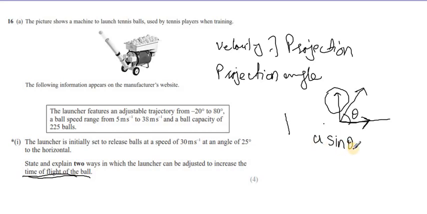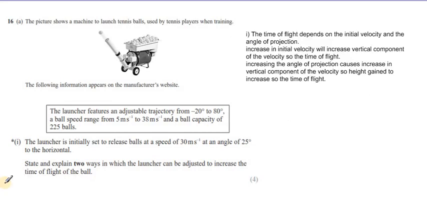So you increase any one of these, you can increase the time of flight, because increasing theta can increase the range, and u also can increase the time of flight. That's how you can incorporate all these comments. The time of flight depends on initial velocity and the angle of projection, and you can increase the initial velocity to increase the vertical component, or increase the angle of projection to increase the height, so the time of flight.